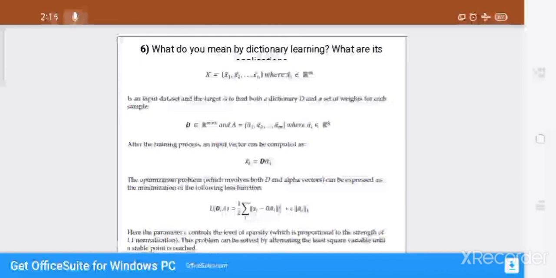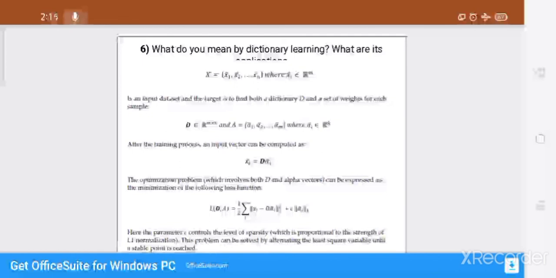Here the parameter C controls the level of sparsity, which is proportional to the length of the L1 normalization. This problem can be solved by alternating the least square variable until a stable point is reached. Until the whole loss is covered, this function will keep working. That is all about dictionary learning.